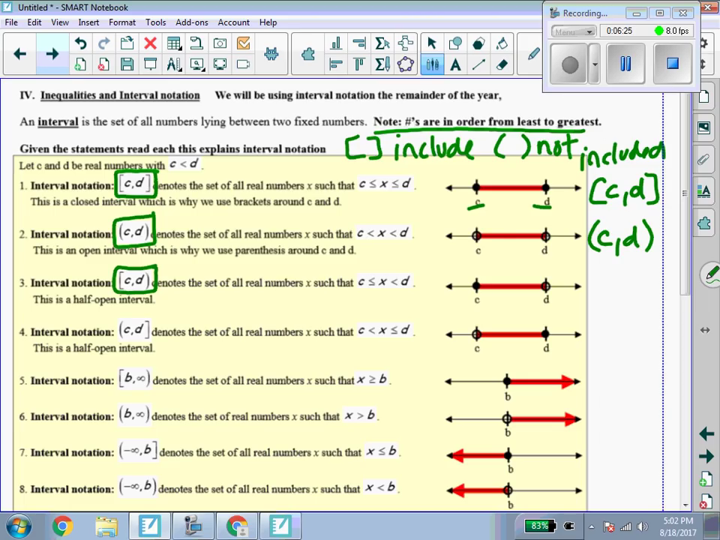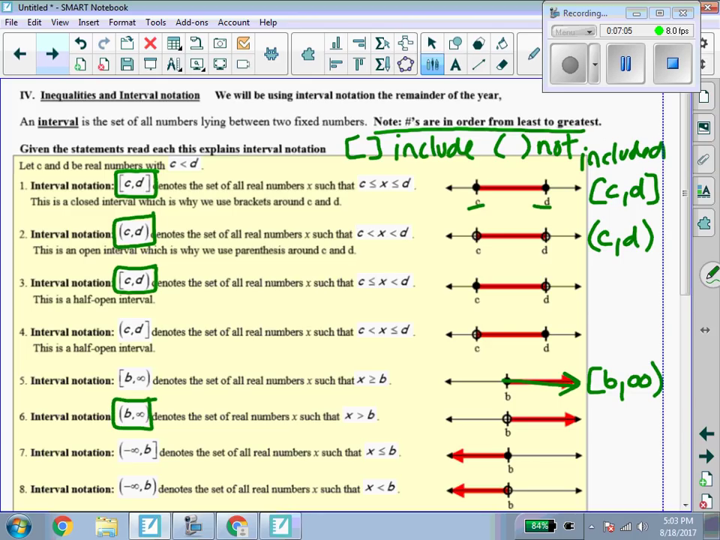So when we get down to number 5, notice that we have all values that are greater than or equal to B. So if this is B right here, and our arrow is going to the right, then we would start with B because that's the lowest number that we can have, and we're including B, so it would be B, comma, and then infinity, and then parentheses. The reason we use parentheses for infinity is because infinity is not technically a number. So because infinity is not technically a number, you can't actually include it in your number set. So for this one, the difference is instead of using a bracket, we have parentheses B to infinity.